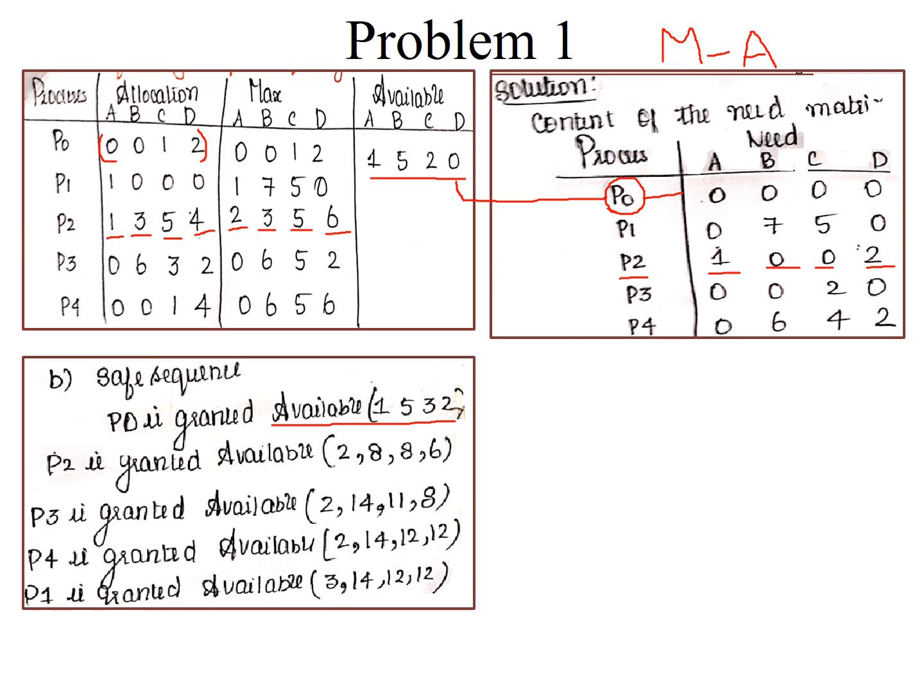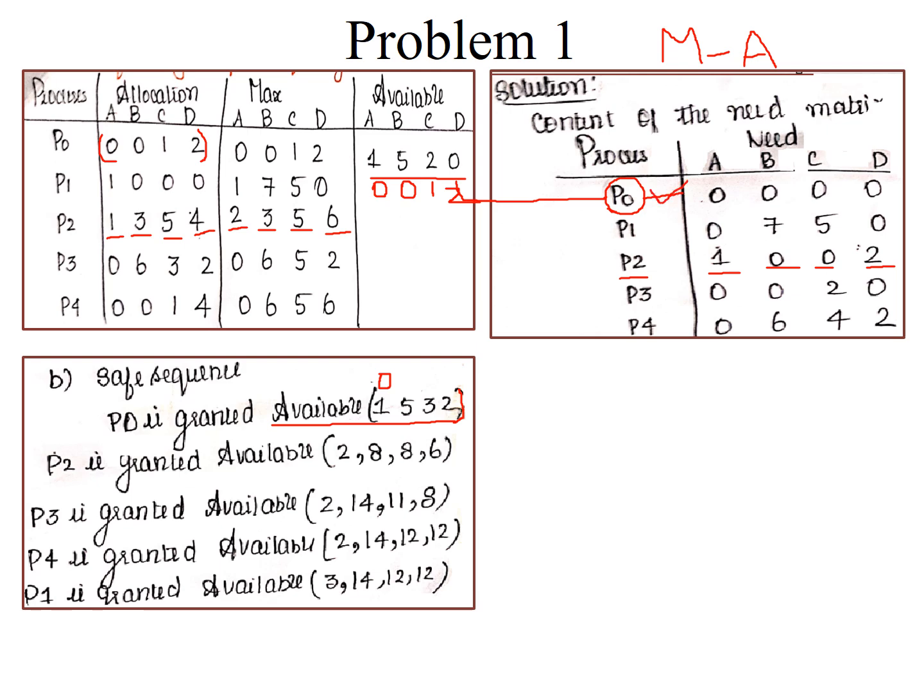Once the job is done, it returns the allocated resources. So with 1520 we are adding 0012. When we sum it up, the updated availability is 1532. The 1532 instances are available in A, B, C, D respectively. So this P0 is done.